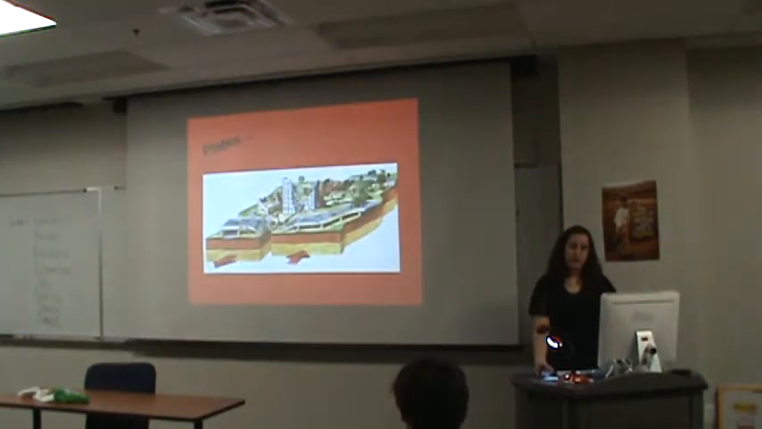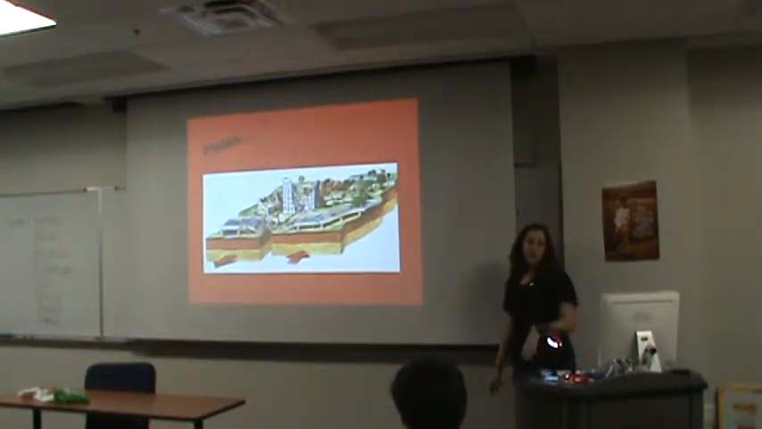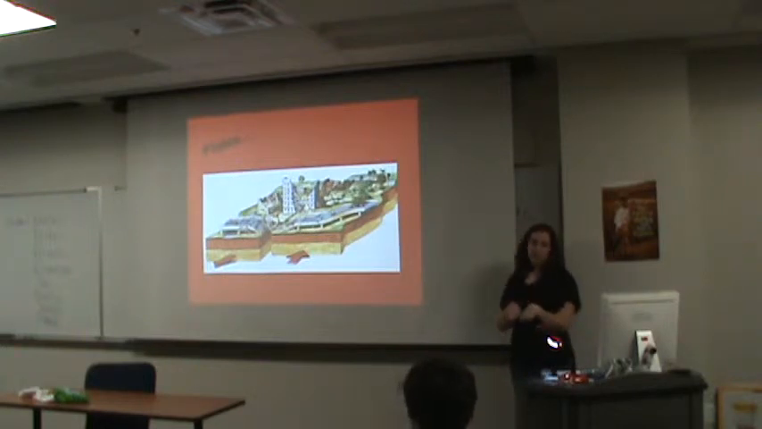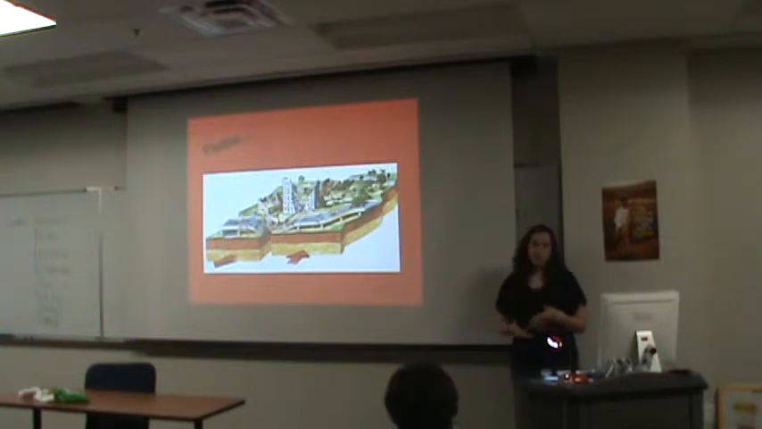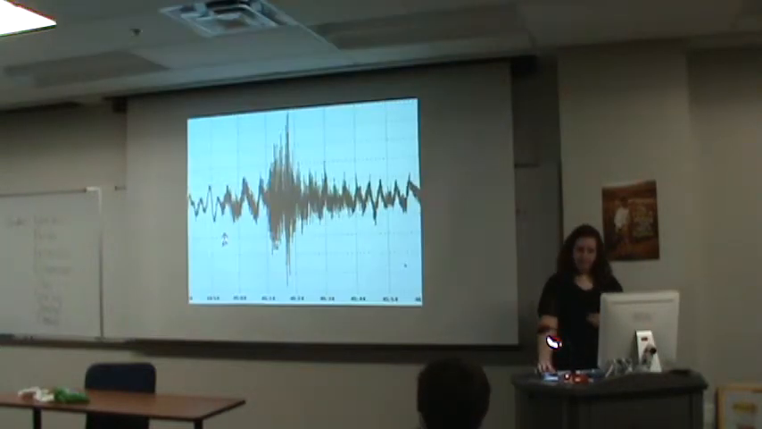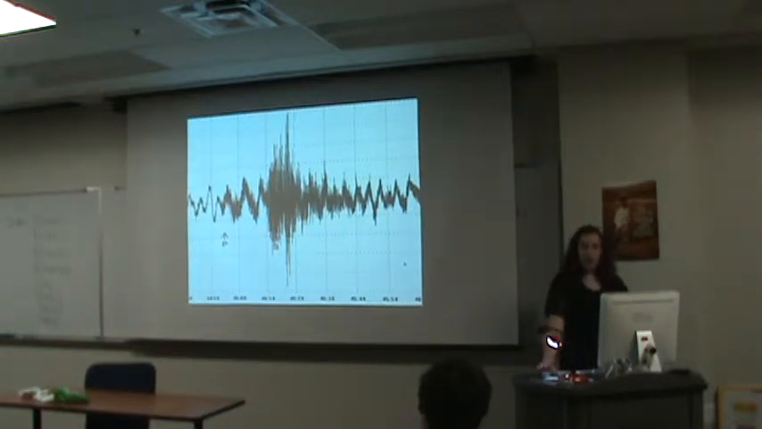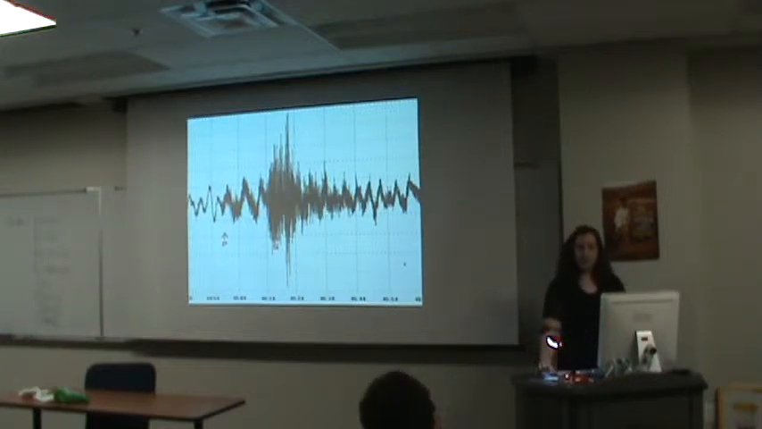This is an example of what I was just saying about transform boundaries. They move next to each other, which causes the rocks to slide and kind of vibrate, creating an earthquake. This is a seismograph example of a P wave and an S wave and what they would look like on a seismograph when an earthquake hits.